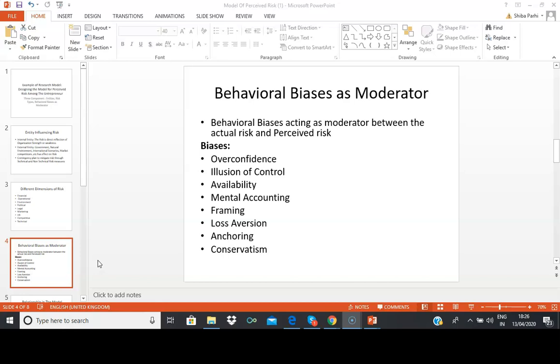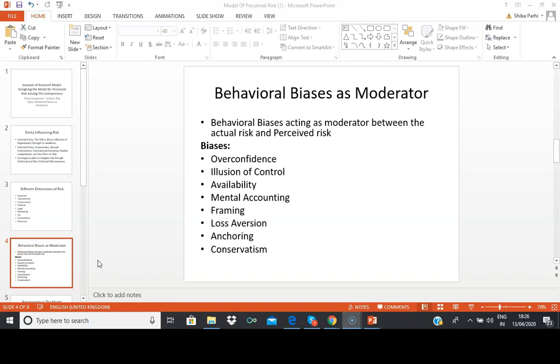Let me give an example. Suppose your vehicle broke down in the middle of the road. Without knowledge of mechanical defects, your perceived risk may be much higher than the actual risk. The actual risk may be a very small problem with the electronic connectivity or a battery problem, maybe some minor engine problem. But because of ignorance, your perceived risk regarding the problem may be very high.